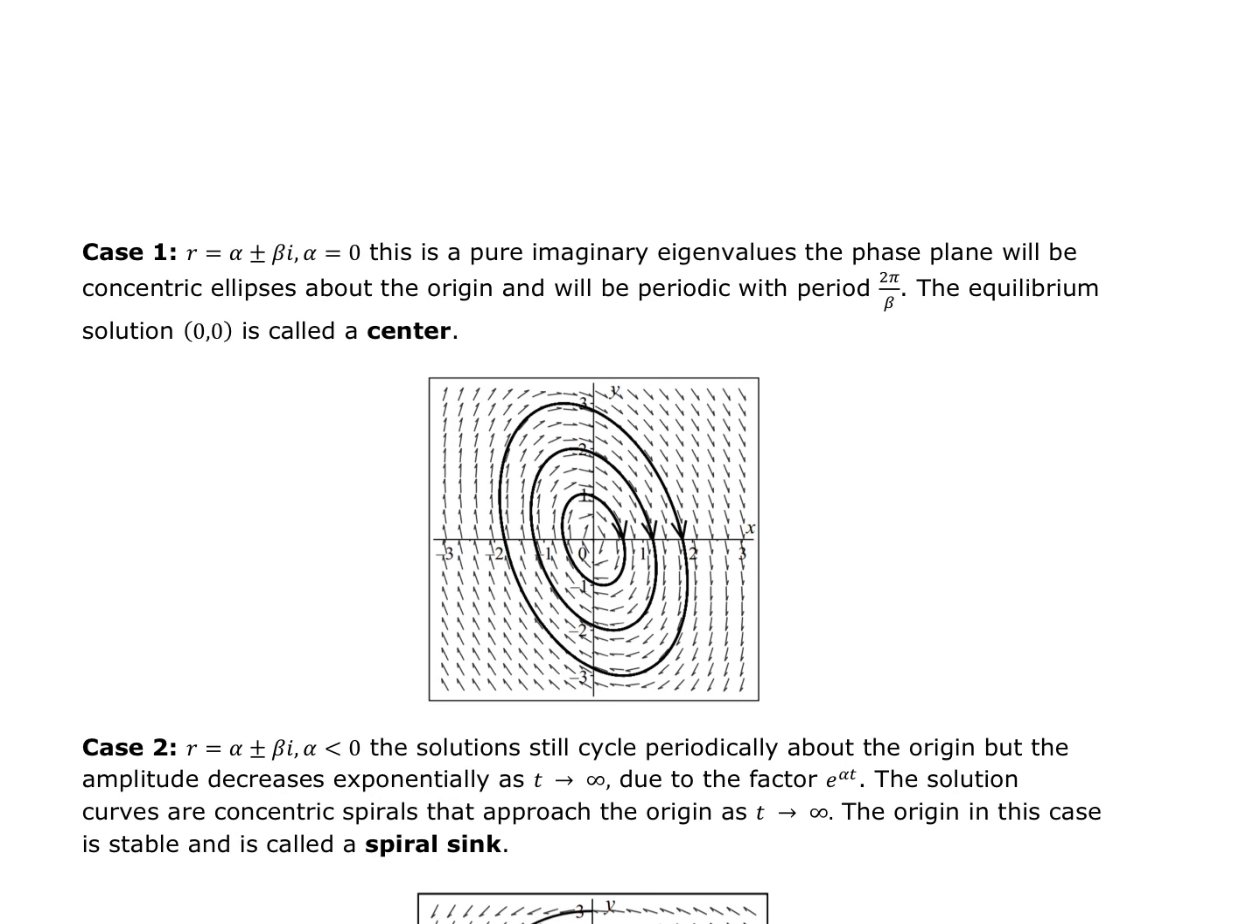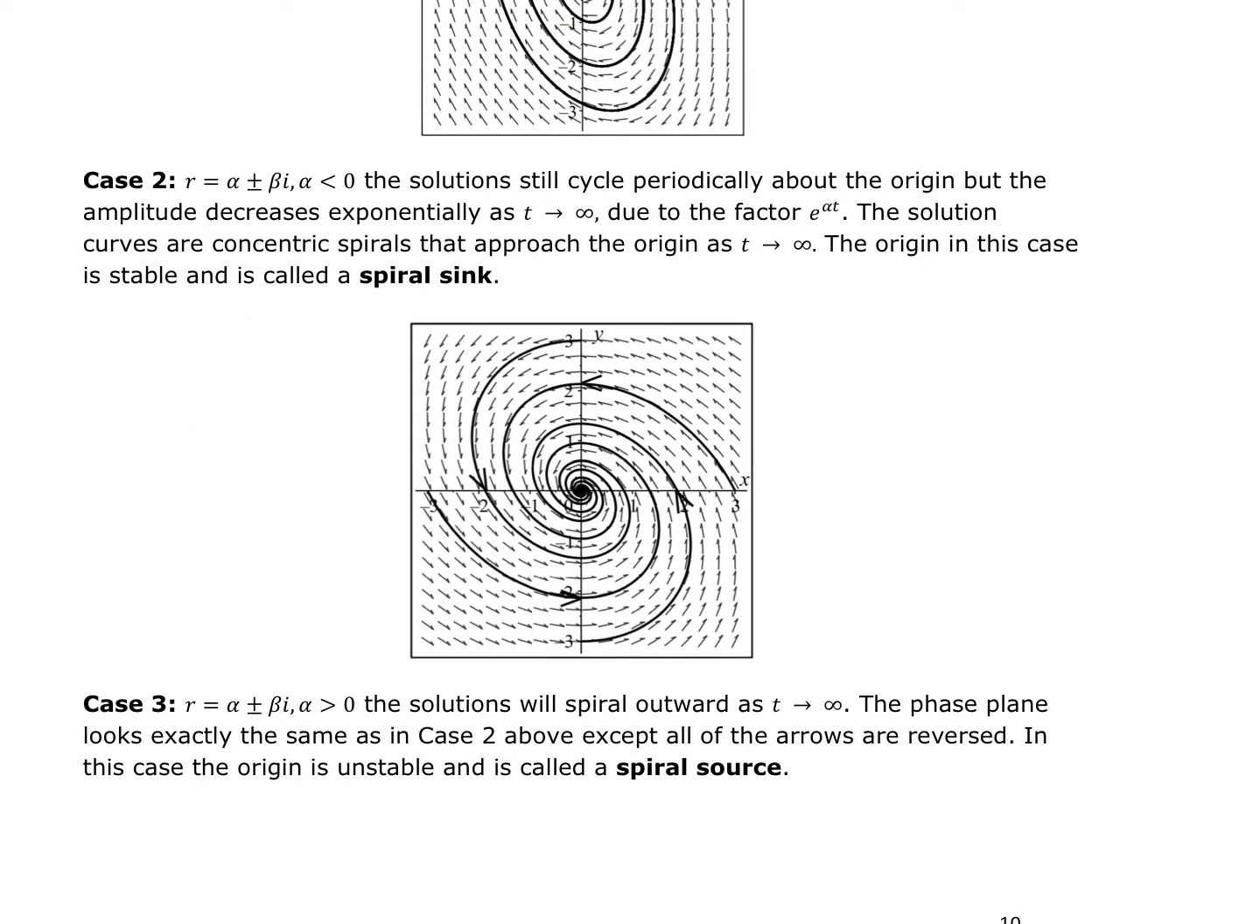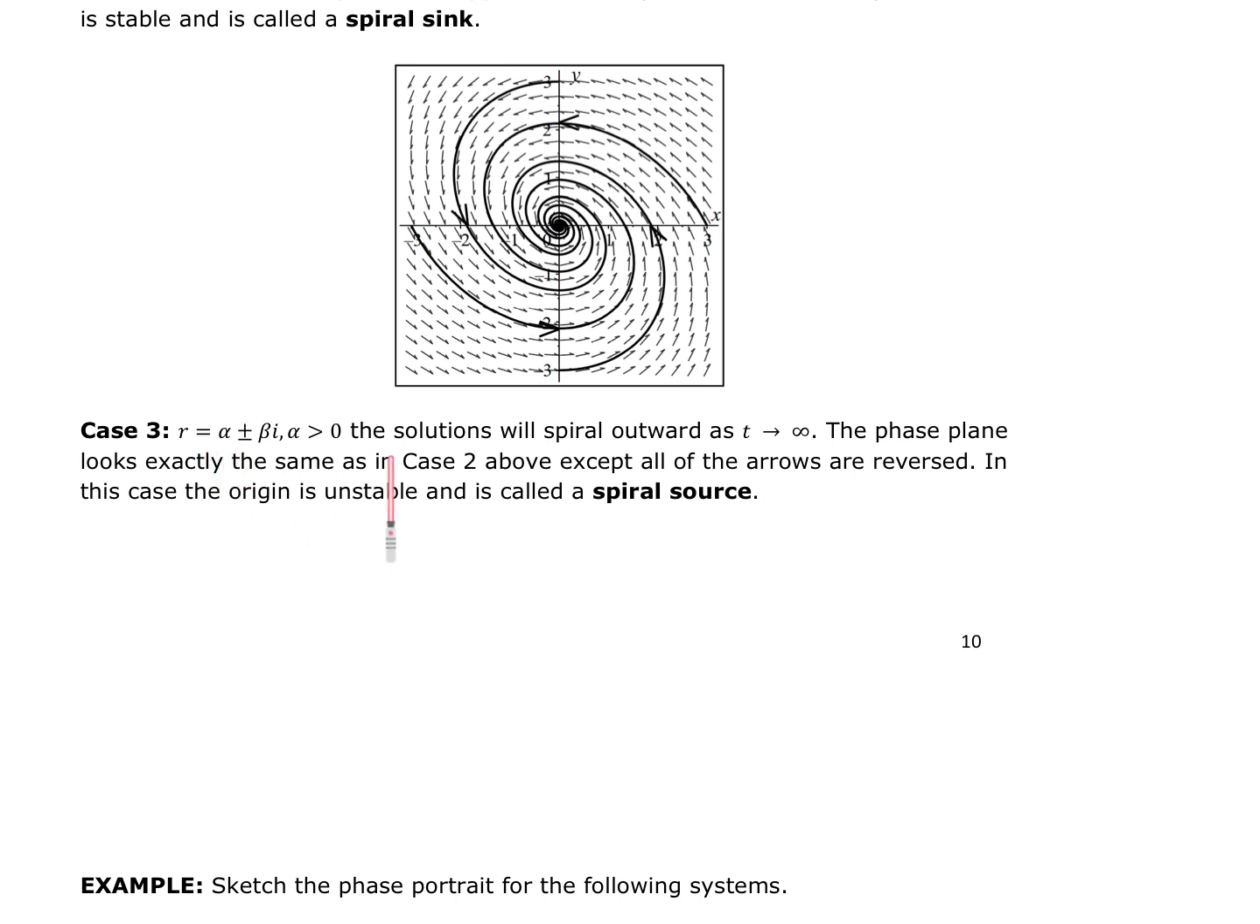The second case, in which my alpha is less than 0, not the beta part, the alpha part, it will still cycle periodically about the origin, but the amplitude decreases exponentially as t gets bigger due to the fact that we have e to the alpha t. The solution curves are concentric spirals that approach the origin, and in this case, it is stable, and we call it a spiral sink. And of course, the last one is, if my alpha is greater than 0, then it's going to be just like this, except I'm going to spiral outward, and we call it a spiral source.